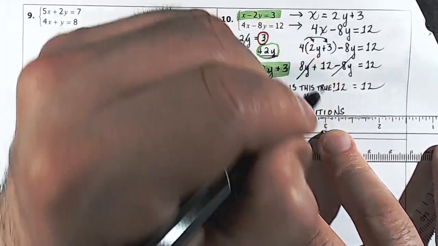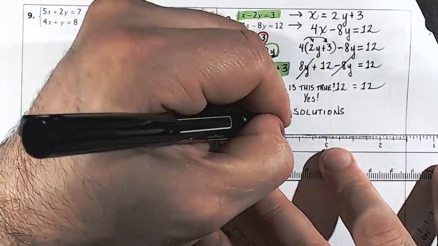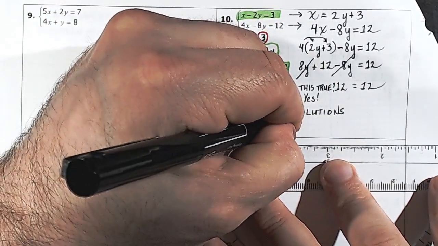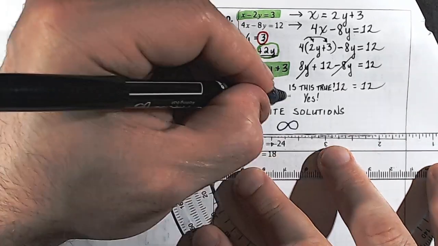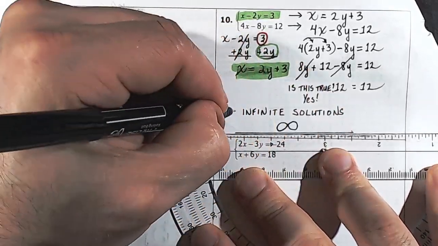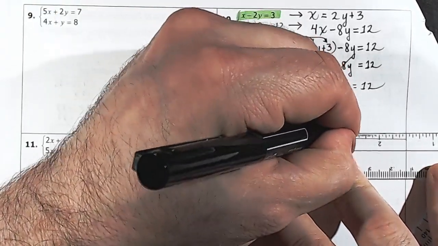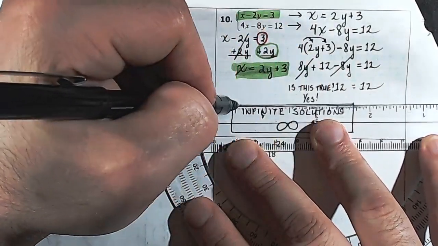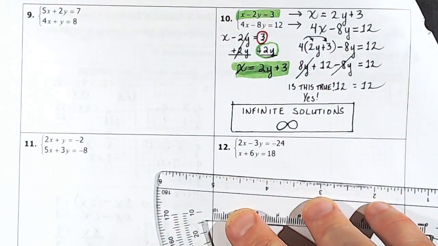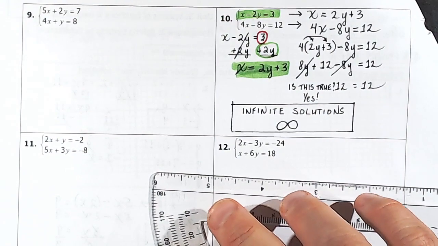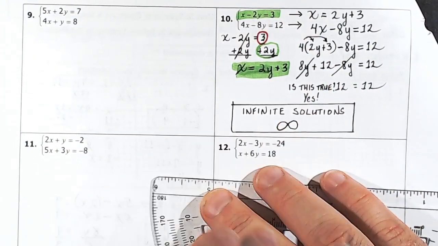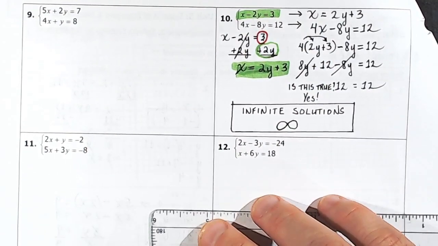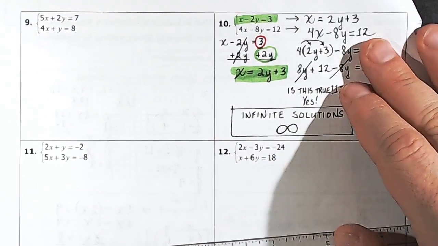And if you don't want to write out infinite solutions, you can write out the symbol for infinity. All right? So that's the answer to number 10. If you were looking at these two equations graphed, all right, what they would do is they would graph right over each other. All right, so they'd be touching everywhere. So that's number 10.